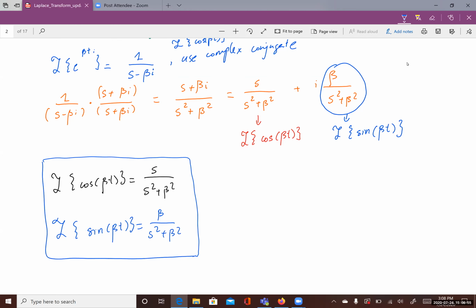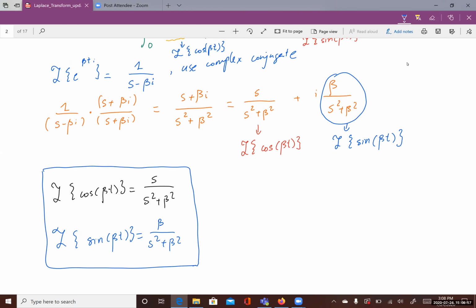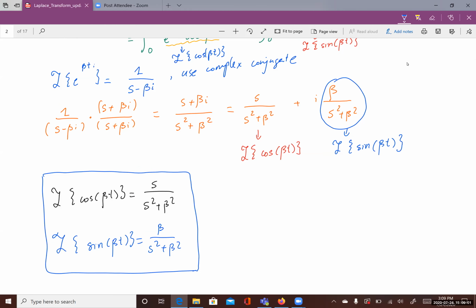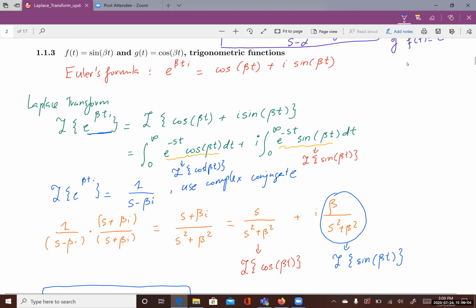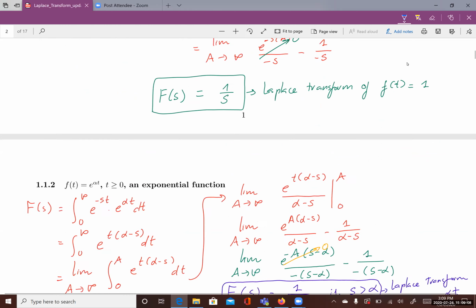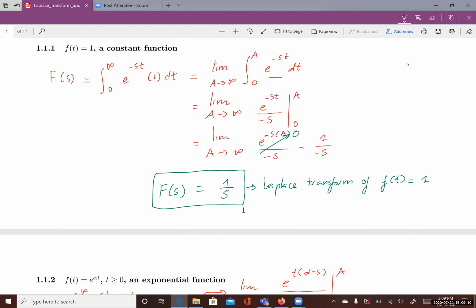So now that we just derived the Laplace transform for 4 basic functions, these are the Laplace transforms for sine and cosine. This is the Laplace transform of e to the alpha t, and this is the Laplace transform of a constant function.